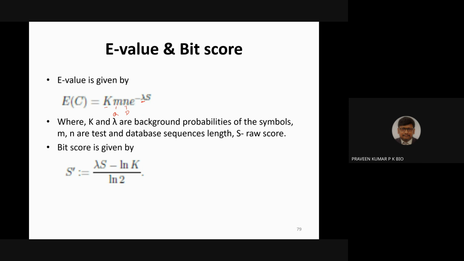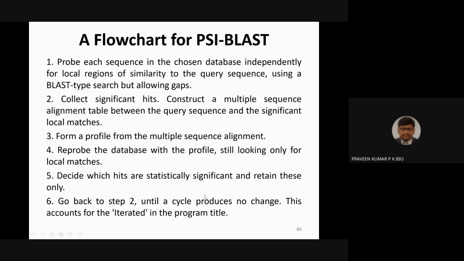If the sequence length is less, you also get an E value like that. So the E value corresponds even to the sequence length. And the bit score, of course, is also dependent on the alignment score, the raw score, which we use in the calculation. Now we can discuss PSI-BLAST.